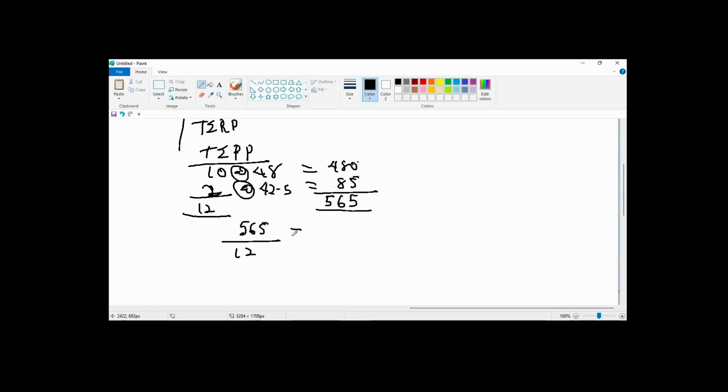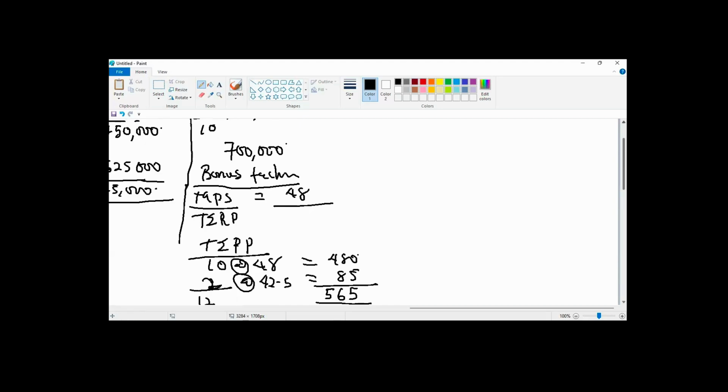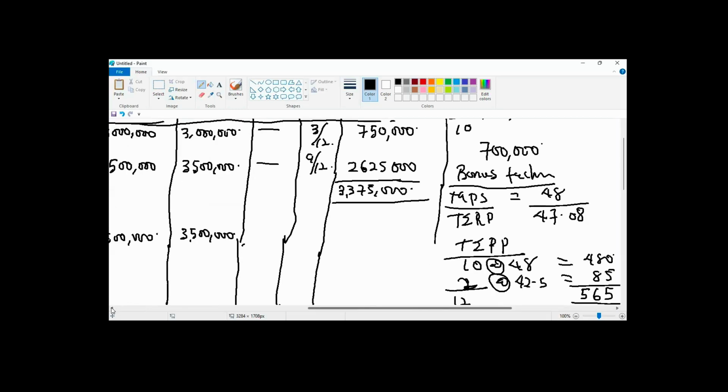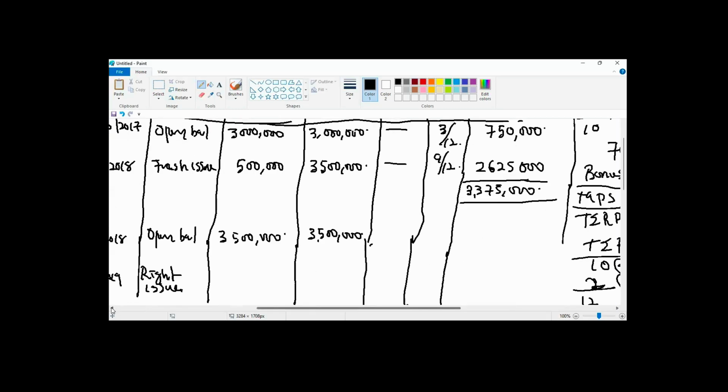Price is 5 divided by 12. 47.08. So this will now give me 700. 700 plus 3.5. 4.2.